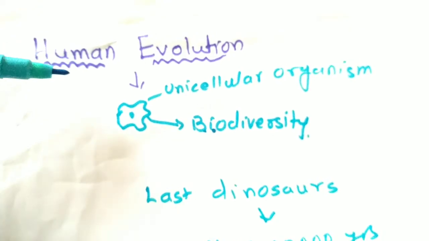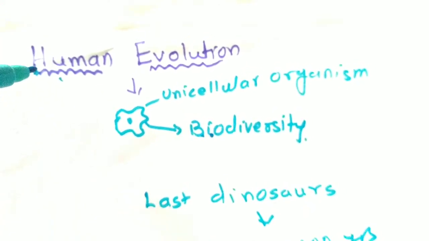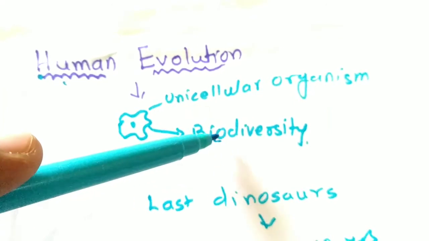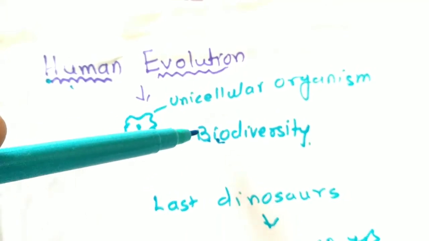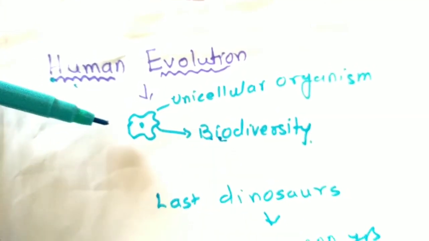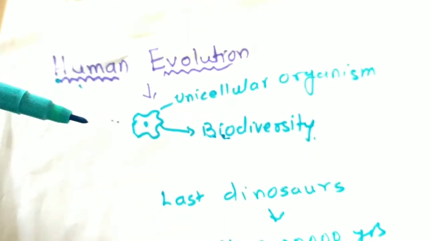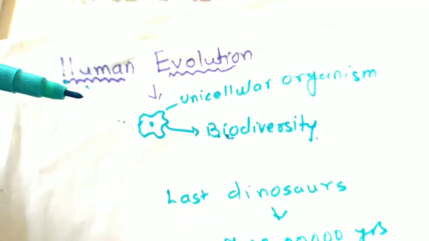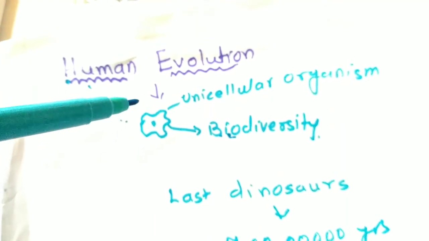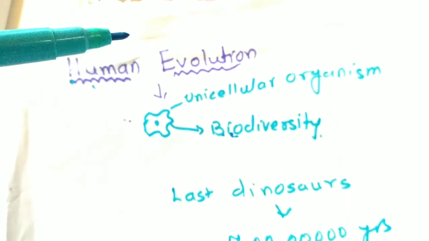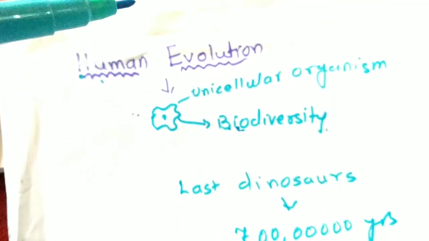Hello students, today we learn the last part of the lesson, that is human evolution. We know that the biodiversity that we see today is said to have developed from unicellular organisms due to evolution. Now, what does evolution mean? We learned in the first part. So during this evolution, human evolution also happened. Now we'll learn how this human evolution takes place.